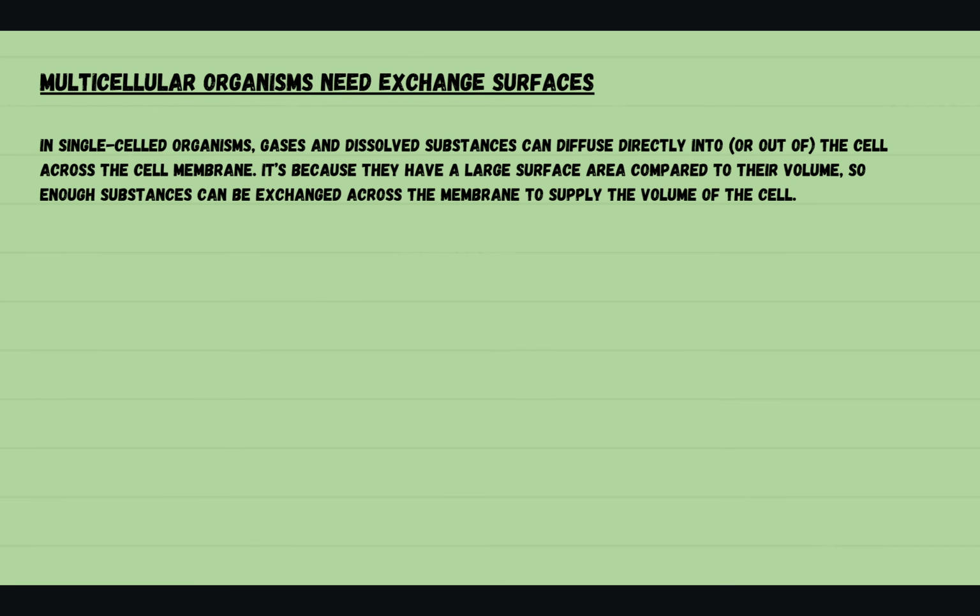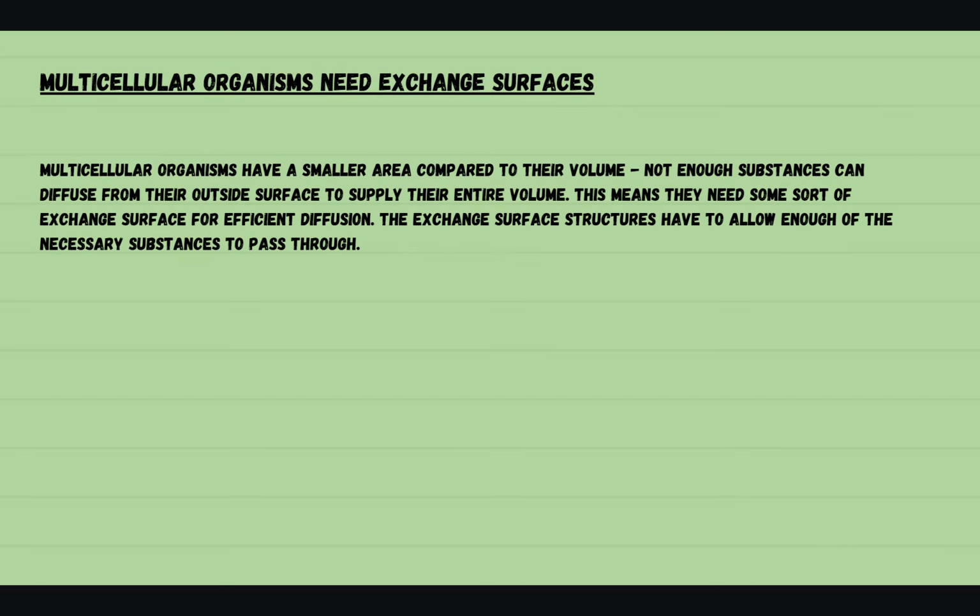Multicellular organisms need exchange surfaces. In single-celled organisms, gases and dissolved substances can diffuse directly into or out of the cell across the cell membrane. It's because they have a large surface area compared to their volume, so enough substances can be exchanged across the membrane to supply the volume of the cell.